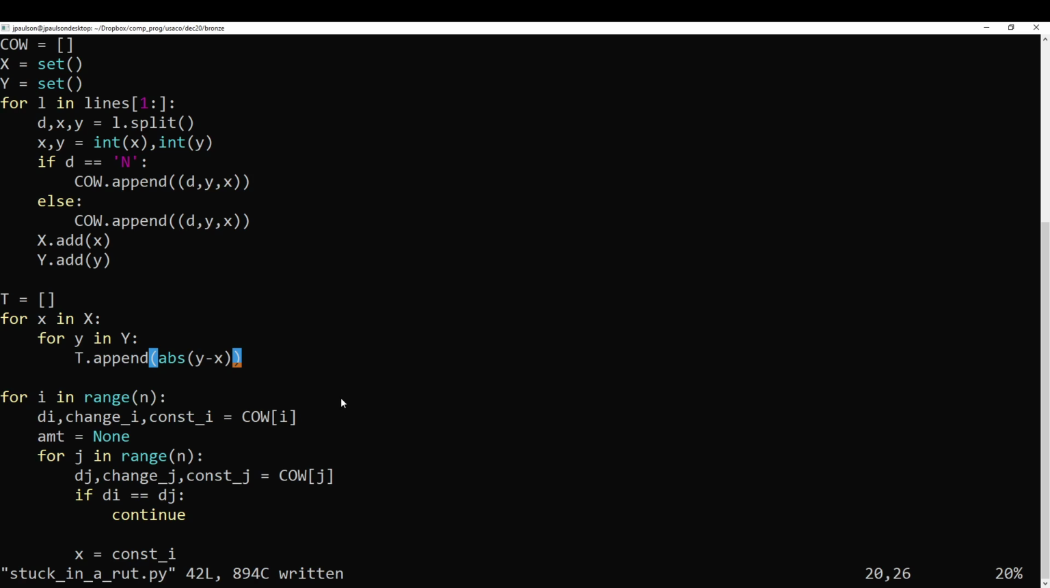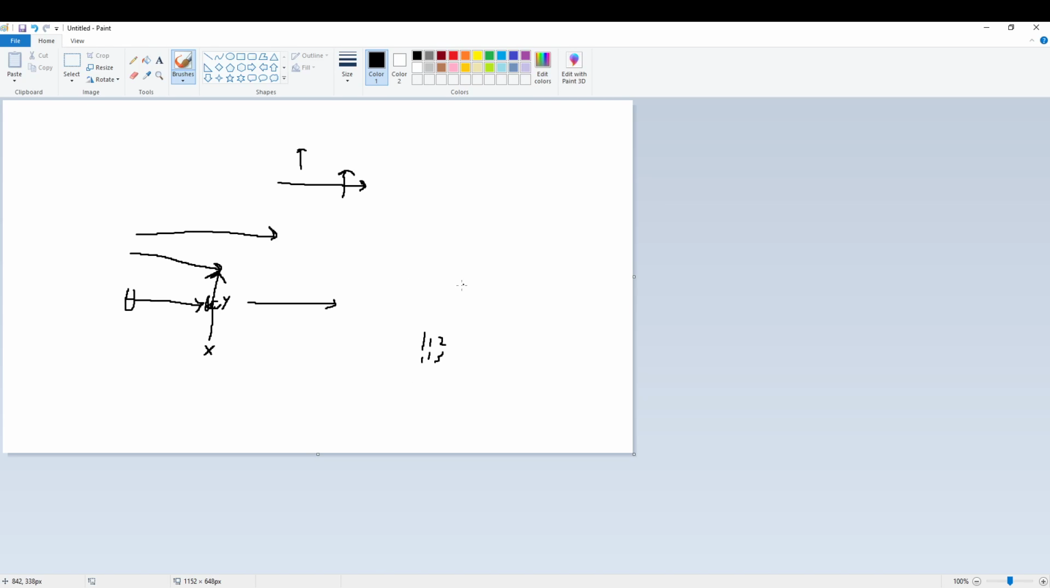So what are the interesting finds here? I think that just when one cow crosses the path of another, which must be right, so they cross here. That means one of them started here or here. So I think this distance and this distance are potentially interesting.